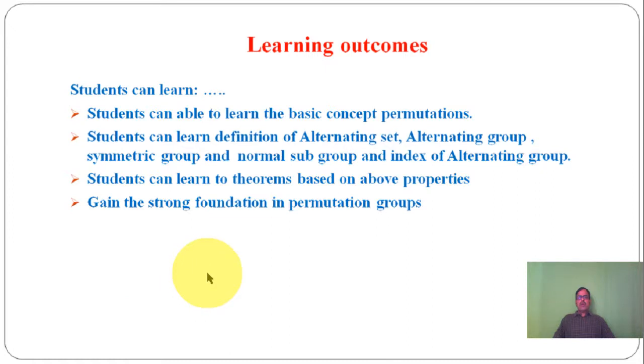Student can learn the basic concept of permutations. Student can learn the definition of alternating set, alternating group, symmetric group, normal subgroups and index of alternating group. Student can learn the theorems based on the above properties. Student can gain a strong foundation in permutation groups.